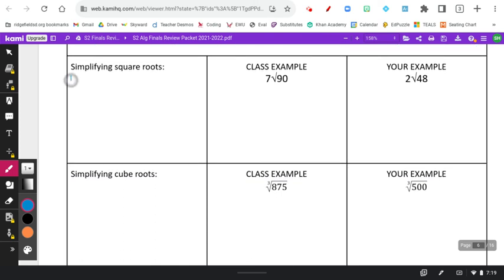So step 1 for simplifying square roots: we are going to rewrite the inside as a perfect square and a number multiplying.